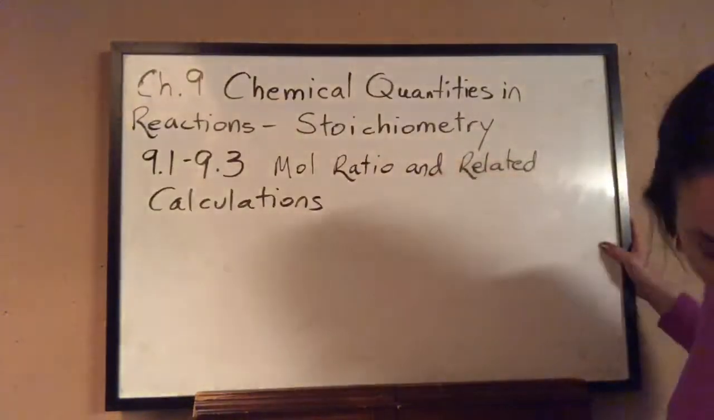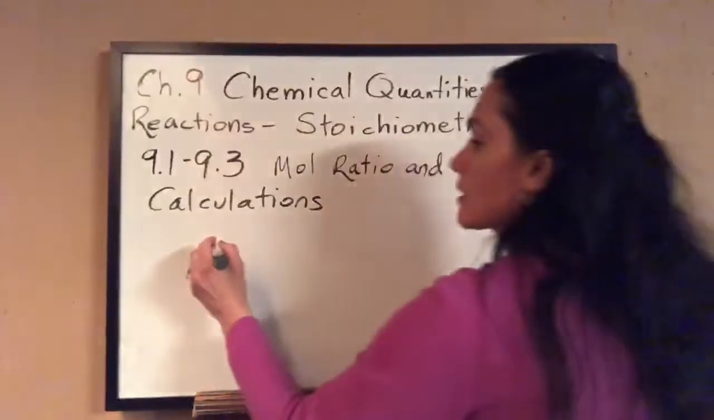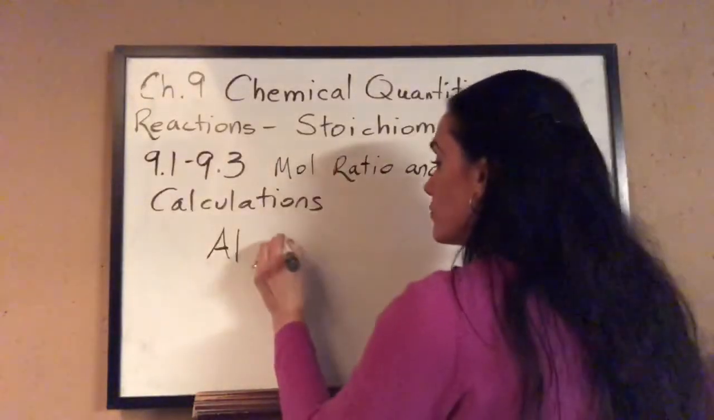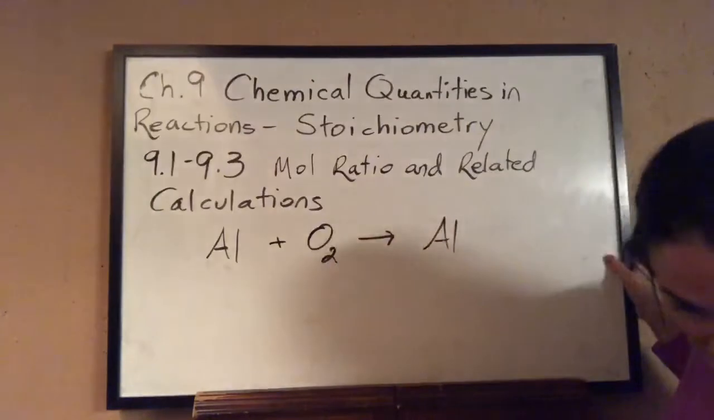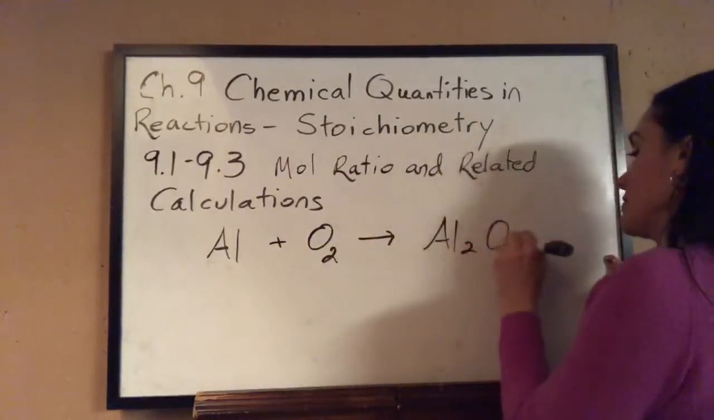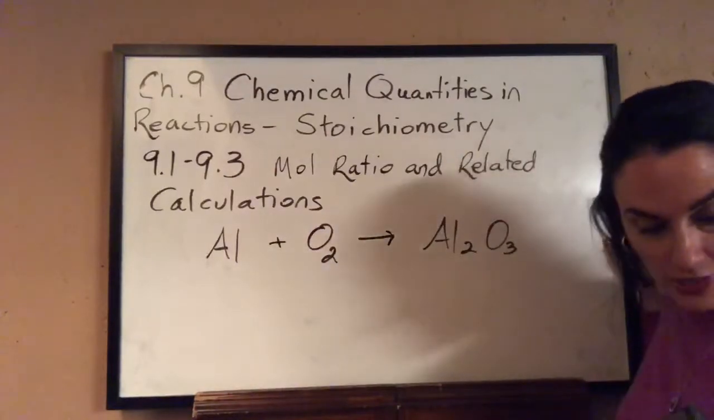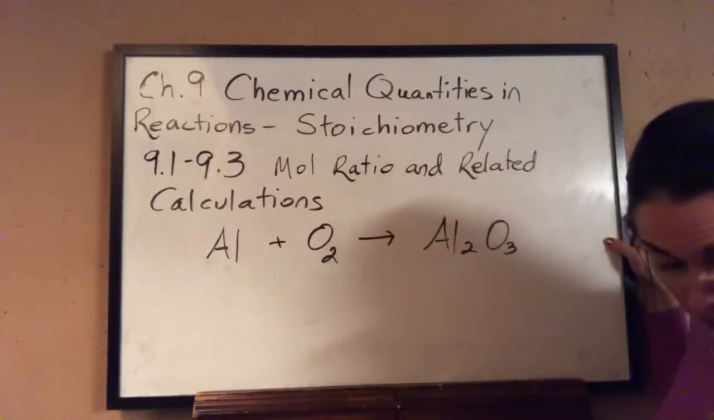So let's look at a balanced equation. Let's look at a synthesis reaction. If we take aluminum metal and over time it oxidizes, we get aluminum oxide, which doesn't happen too quickly because aluminum stays shinier a lot longer than other metals.